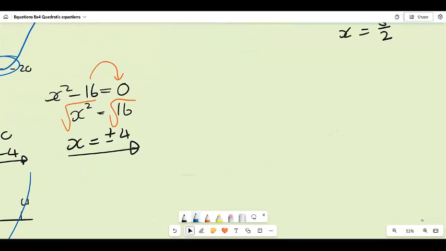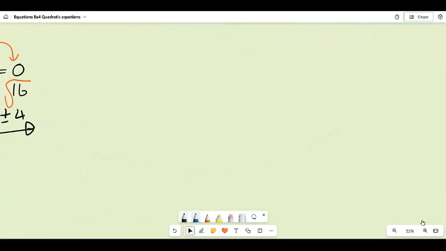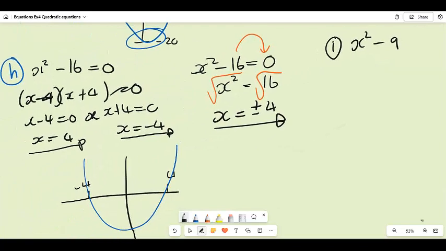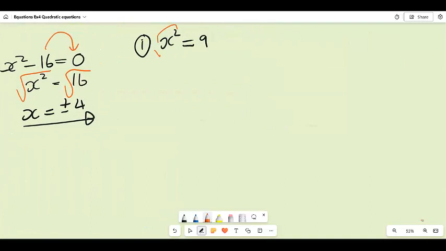Okay, let's do our next one. Question I. X squared minus 9. Similar to question H, you can do difference of squares. X squared equals 9, not minus 9. X squared equals 9. So you can do difference of squares by taking the 9 over, or you can do square root. So let's square root both sides. So x is equal to plus minus 3, right?